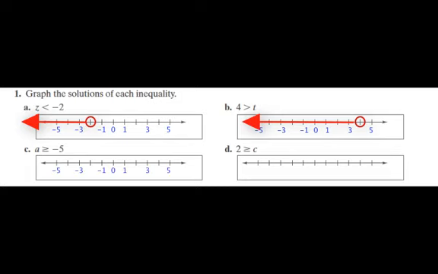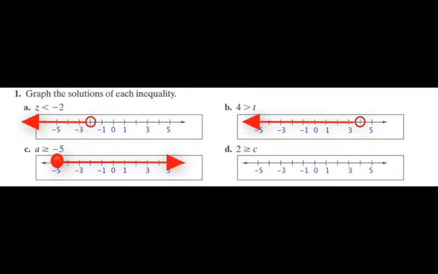For example C, start by filling in the number line with numbers. Then take a look at the problem. a is greater than or equal to -5. Since it's greater than or equal to, we're going to use a closed circle. We're going to place that at -5. Then we think about the problem. a is greater than -5. So we're going to draw our arrow to the right because those are the numbers that are greater than -5.